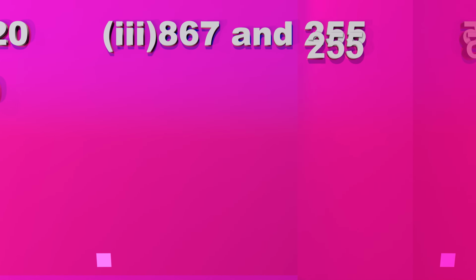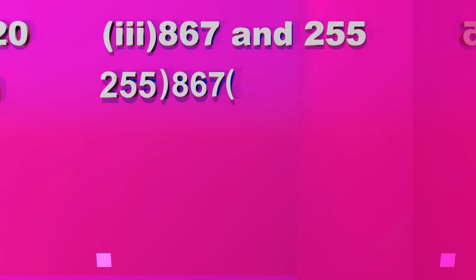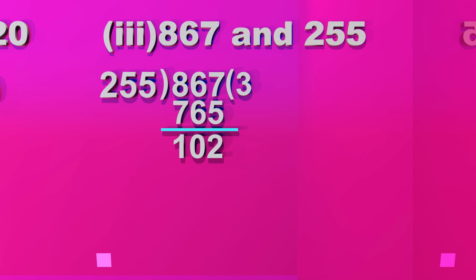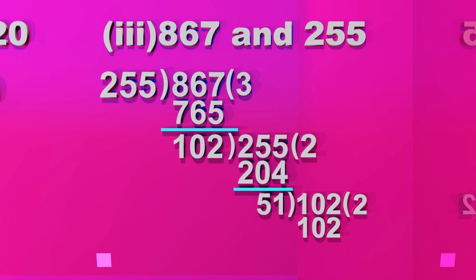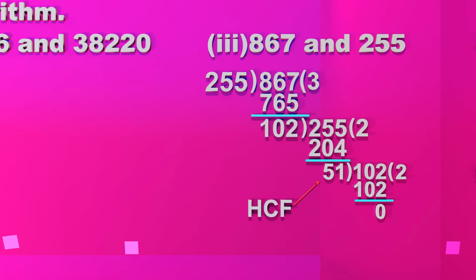Let's see next question. We will divide 867 by 255. When we try to divide 867 4 times by 255, the product is greater than 867, so we will divide this number 3 times. So 3 times 255 is 765, and by subtracting it we will get 102. Since remainder is still not 0, this time we will multiply 102 2 times and we will get 204. Now by subtracting it we will get 51. So we will divide 102 by 51 and we see it is completely divisible, and now remainder is 0 and hence our HCF will be 51. This question is done.